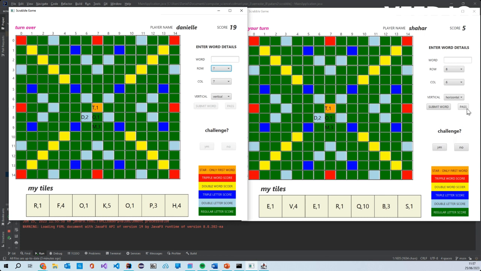The guest doesn't have a word to enter, so he chose to pass its turn. The host also chose to pass its turn. Since both players chose to pass their turn right after each other, the game is over and a winner is announced.